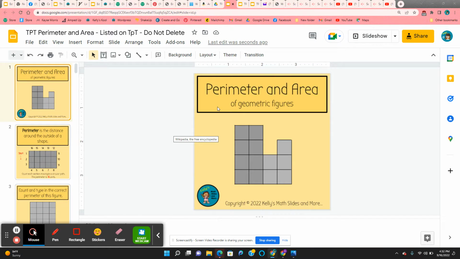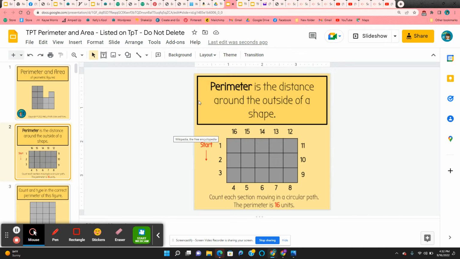Perimeter and area. This is a digital lesson. It starts out with showing students what perimeter is and how to count the perimeter around a shape.